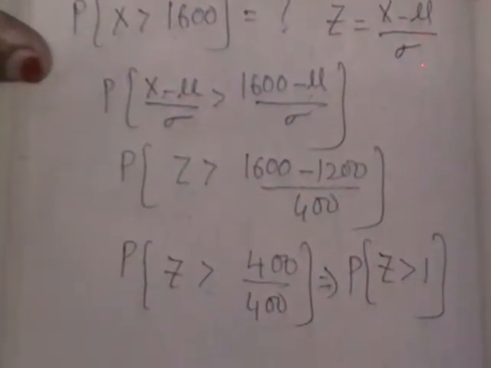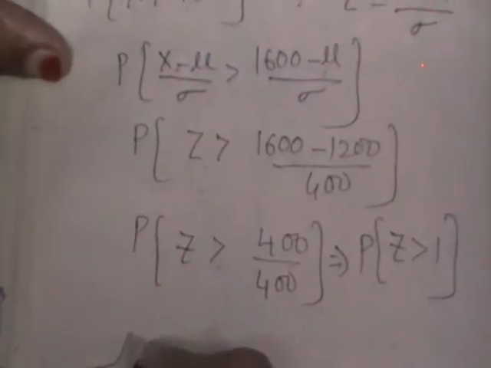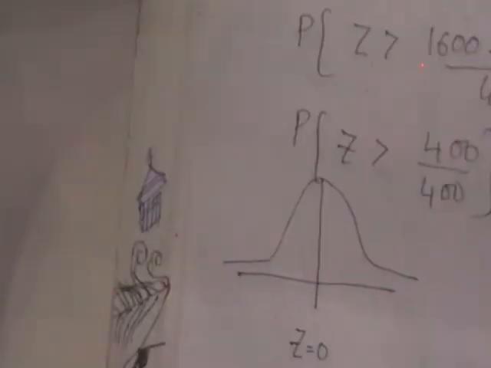To calculate these values, you should draw a graph, which indicates that this is the middle value for z, which is 0.